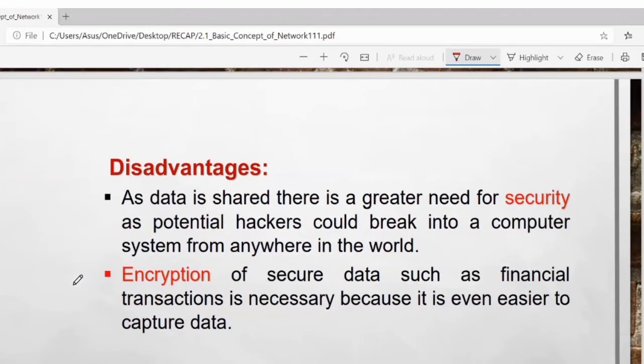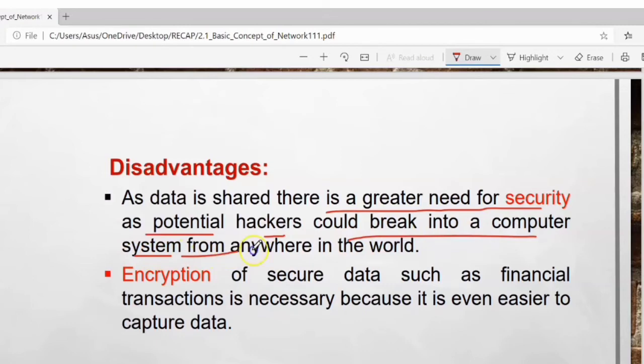Okay, for disadvantage, data is shared, there is a greater need for security as potential hackers could break into a computer's system from anywhere in the world. Second, encryption of secure data such as financial transaction is necessary because it is even easier to capture data.